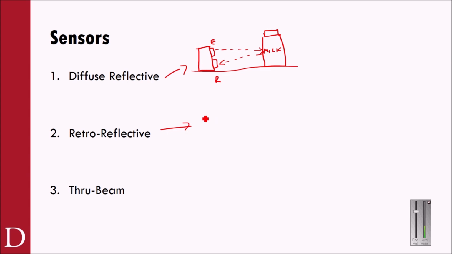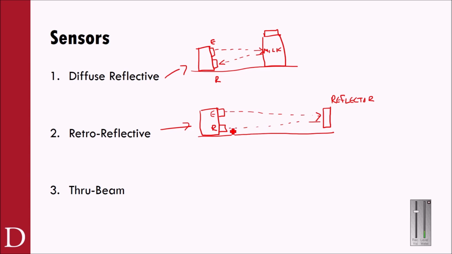The retroreflective is a little different. It looks very similar in that it has an emitter and it has a receiver, okay? But what it needs is a reflector on the other side. So the reflector is over here. And what happens is I'm going to emit a signal over to this reflector that's going to get bounced off. And it's called retroreflective, so it actually twists the light as well. But the idea is when something breaks this beam, that's when I'm going to actually know or be able to measure that something's there.